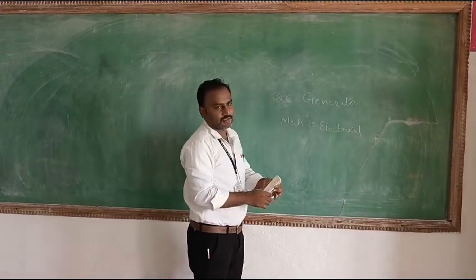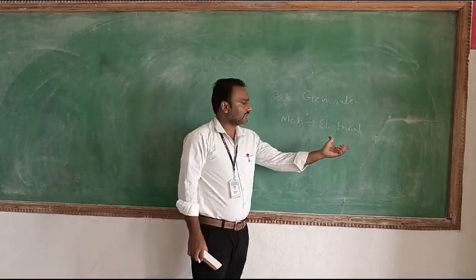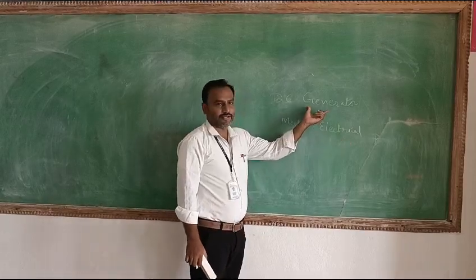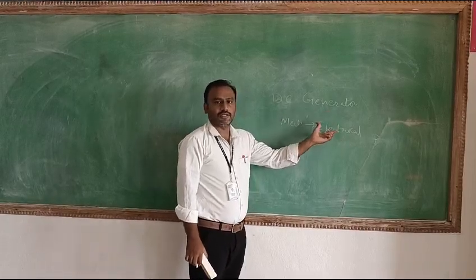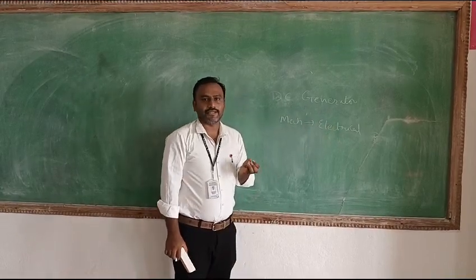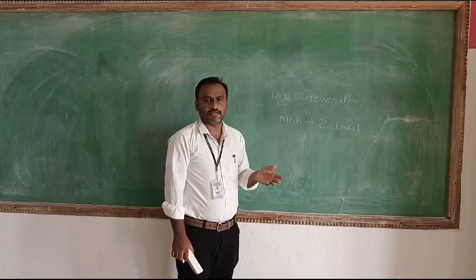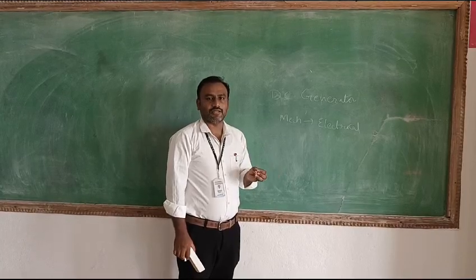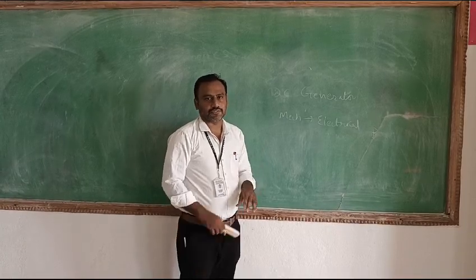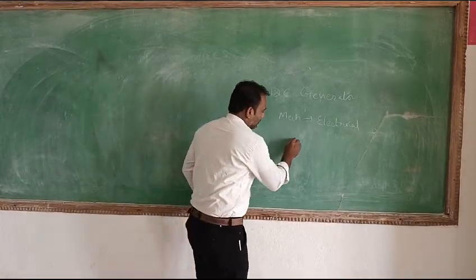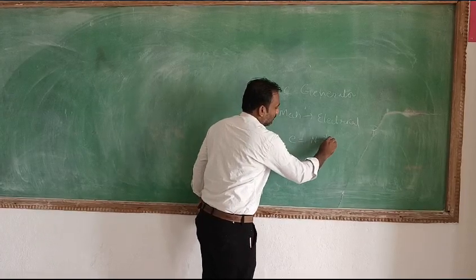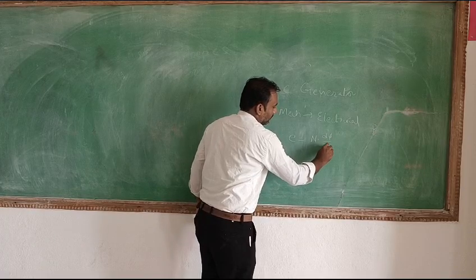Coming to electrical, we have two types of electrical energies, whether it is AC or DC. But in a generator we are going to convert AC supply. According to Michael Faraday's law, whenever the conductor cuts the magnetic flux, EMF will be induced. The basic formula is N dφ/dt.